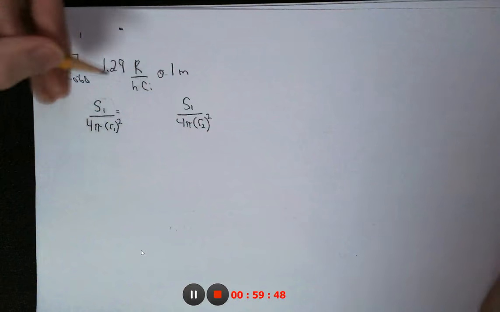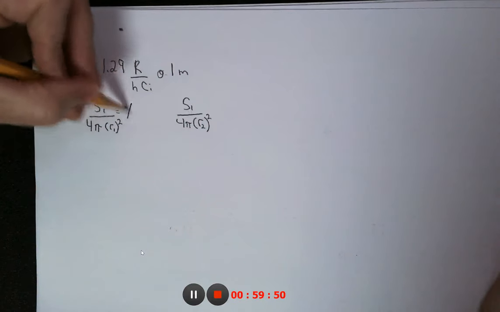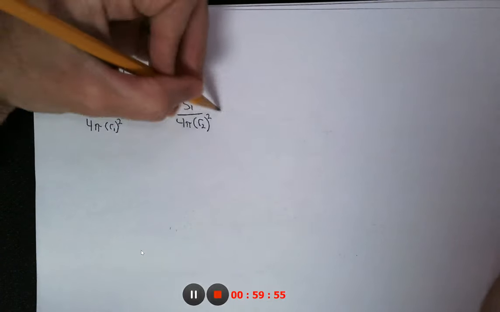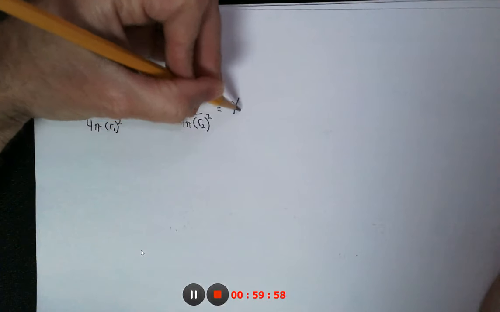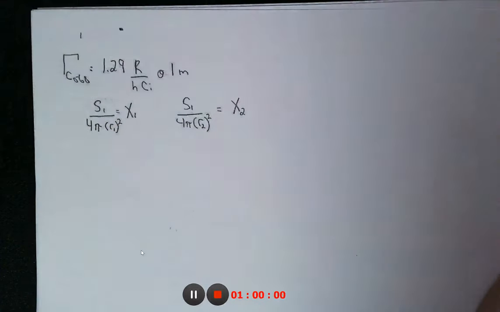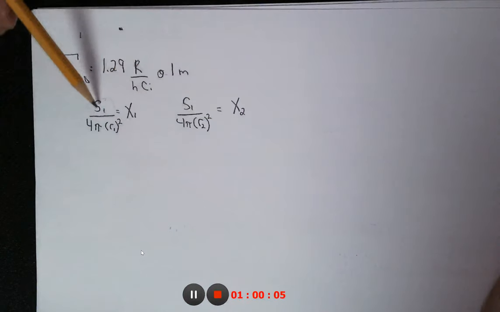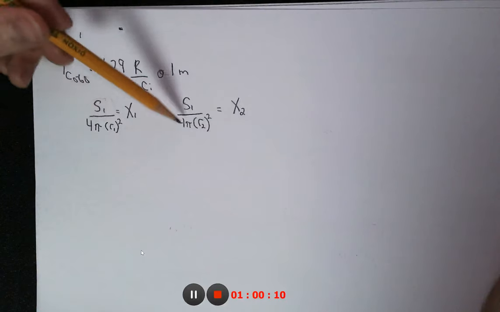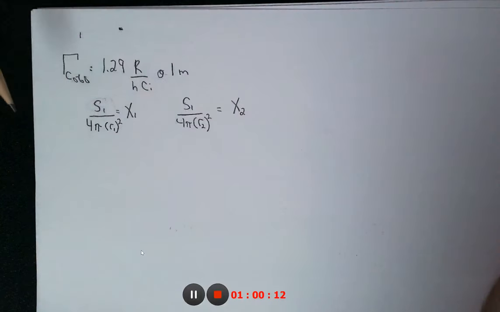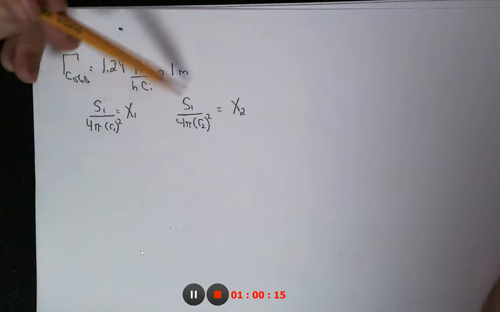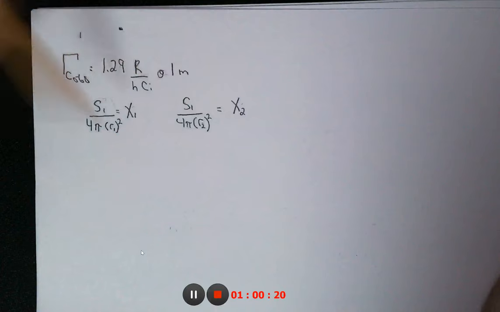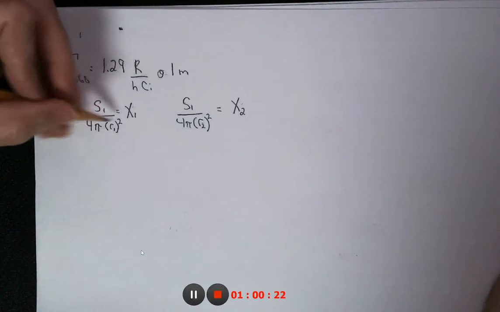This is going to give me an exposure rate of X1. Let's say that's going to give me that exposure rate. This is going to give me an exposure rate of X2. On these two sides, the S1 and the S1 are the same. The 4 pi and the 4 pi are the same. All right, those are both equal constants. This is different, this is different, this is different, this is different.